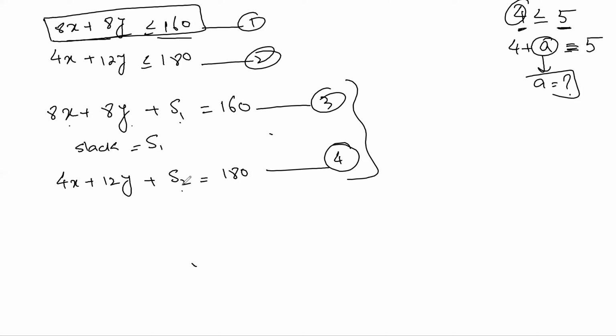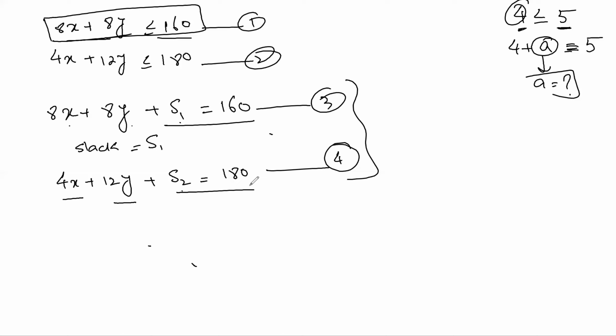We can make the system have a unique solution by assigning two of the variables a value 0 and then solving the remaining two variables. This is called the basic solution. For instance, I say x is 0, y is 0, I will get s1 equals 160. Here, if I say x is 0, y is 0, I can get s2 equals 180. This is called basic solution. We select any two of the four variables as basic variables, the remaining two variables automatically become non-basic.